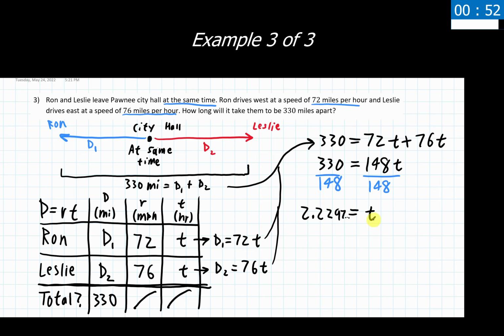And from here, we're getting that time is equal to 2.2297, and it keeps on going, and we've got a bunch of stuff for our decimals here. Let's go ahead and round our answer to 1 decimal place. So that means we're going to have a total time of 2.2 hours.